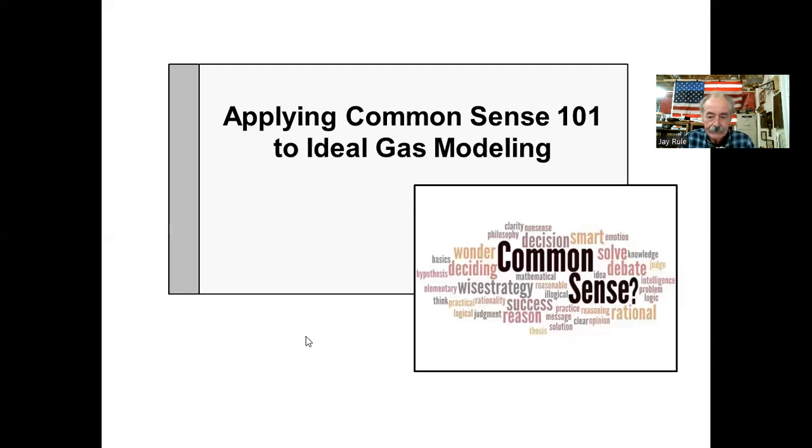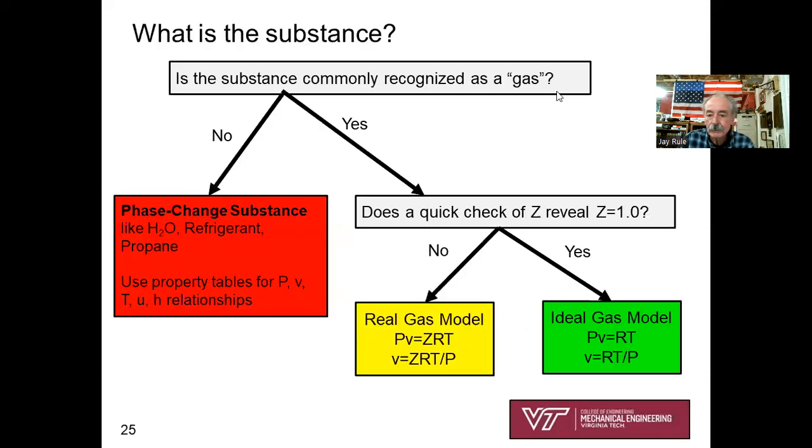Now let's apply some common sense. I want to give you some examples of applying common sense 101 to the engineering task of modeling substances and praying that you got an ideal gas. So here's a little decision tree for you. Is my substance commonly recognized as a gas? You ought to be able to answer that yes or no. As a young engineer, is it commonly recognized as a gas or not?